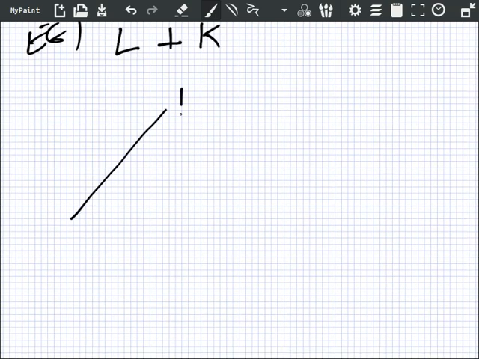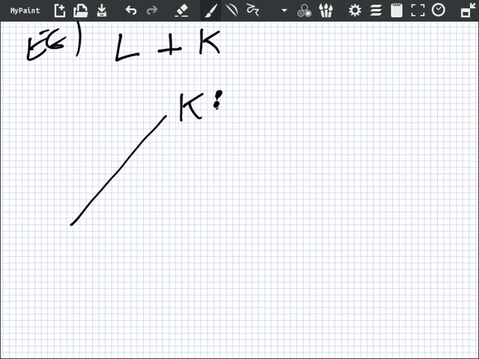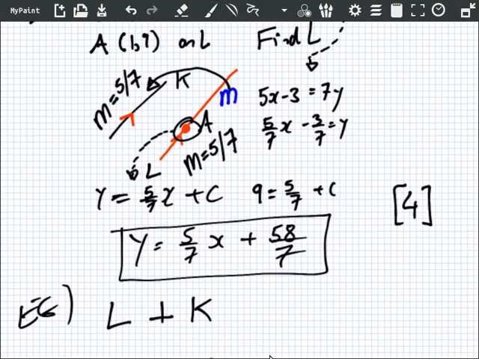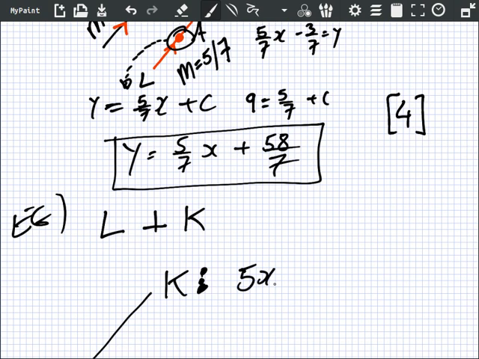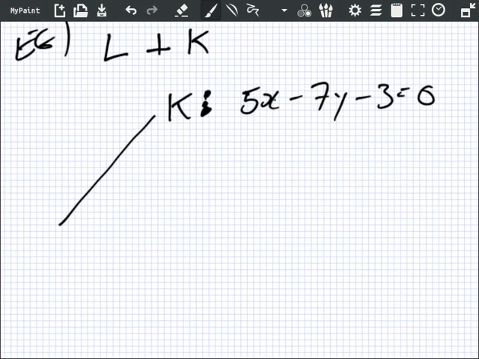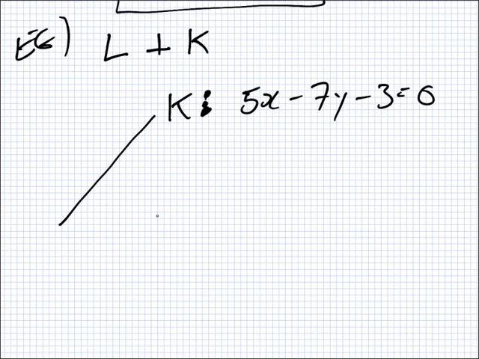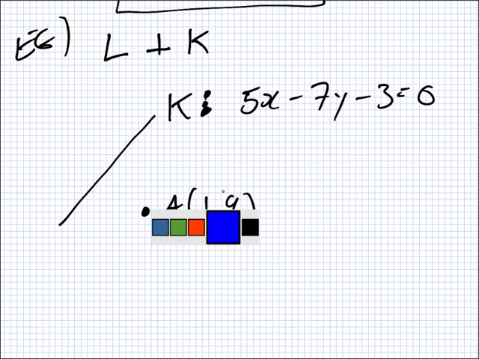Here's K. What did we say the equation was? 5x minus 7y minus 3 equals 0. Is that it? Yeah? And then what was the point A? 1, 9. Okay, thank you. And this time we're looking for the line L, but now it's going to be perpendicular.